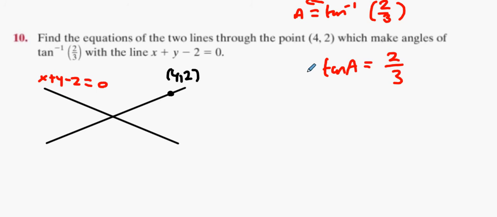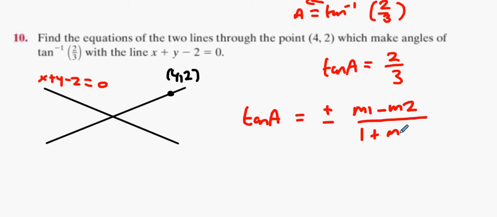Whole point of this exercise is that we're doing this formula here. Tan A equals plus or minus m1 minus m2 all over 1 plus m1 m2. You're allowed two possible answers. Tan A can be replaced with 2 over 3. Read the description of the question. What does the description of the question lead us to believe? Two answers. Two answers usually result in what type of formula? Quadratic.